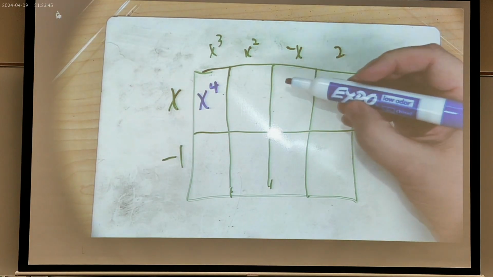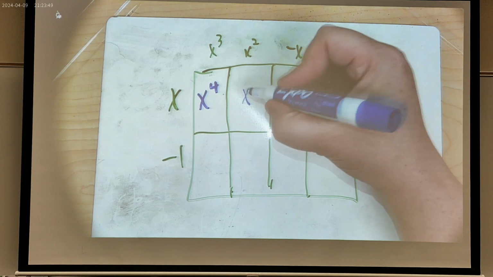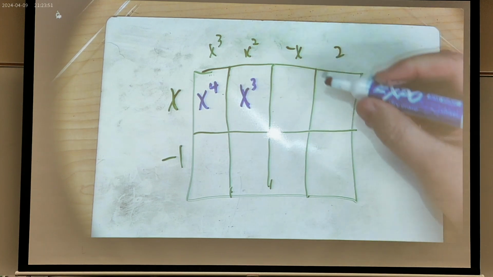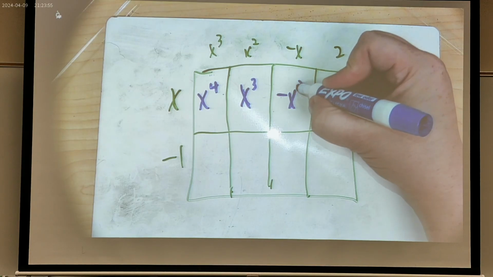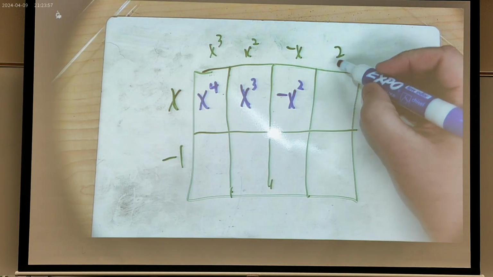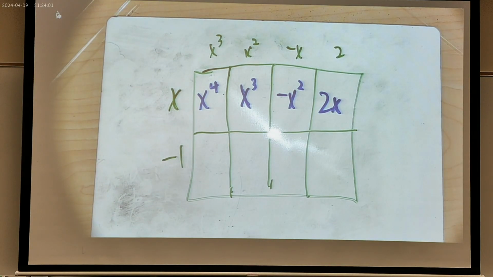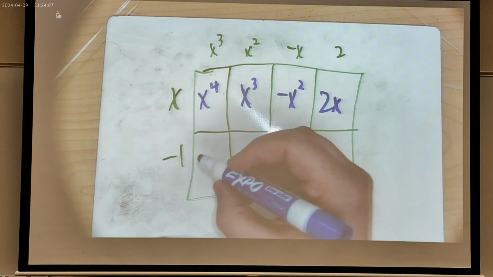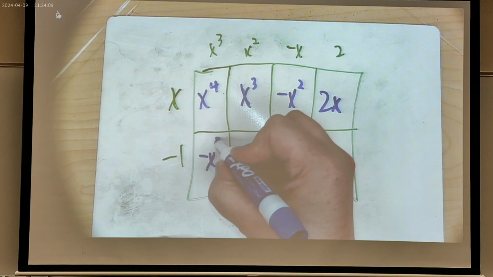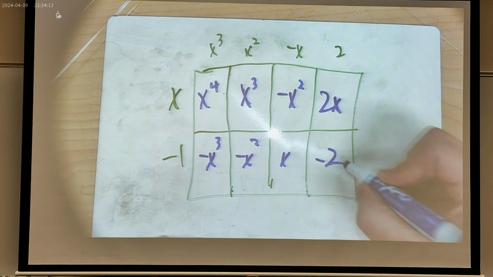So that's going to give me x to the fourth. X times x squared is going to give me x to the third. X times negative x is negative x squared. Then x times 2 is 2x. With these, it's just going to be a trivial operation because all I'm doing is switching signs. So negative x to the third, negative x squared, x minus 2.